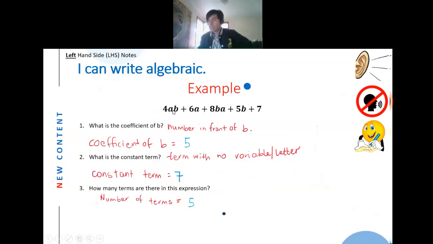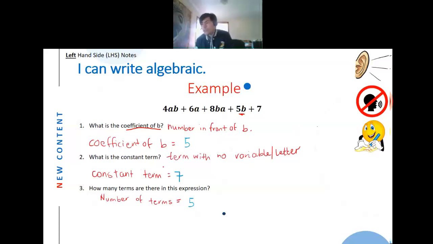So here is an example. If you ask what is the coefficient of b, so I'm looking at this expression here. Okay, now it says what is the coefficient of b. Very important. Coefficient of b is only asking for b. It's not asking for ab. It's not asking for ba. It's asking for b only. And the coefficient is the number in front of the b, the letter b. So here we got the answer being 5.